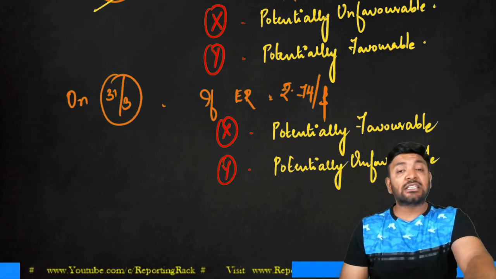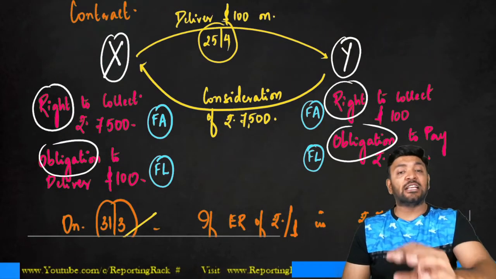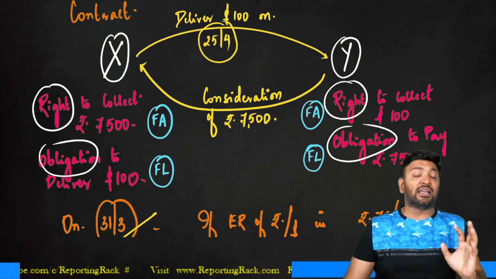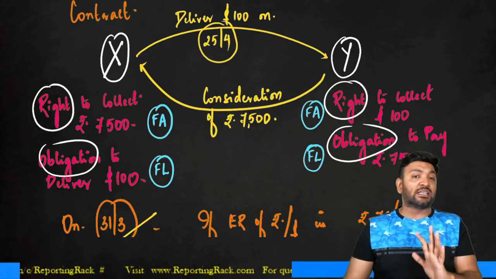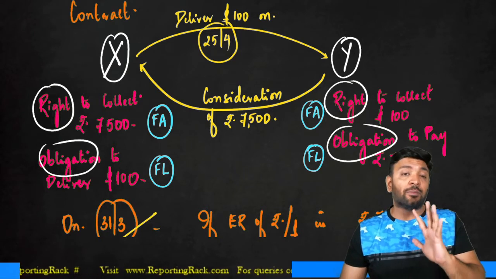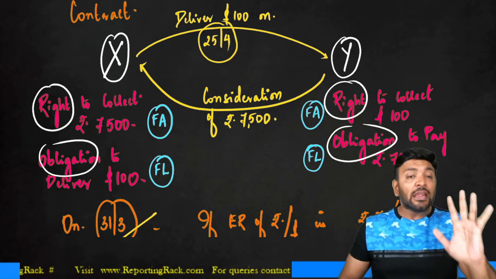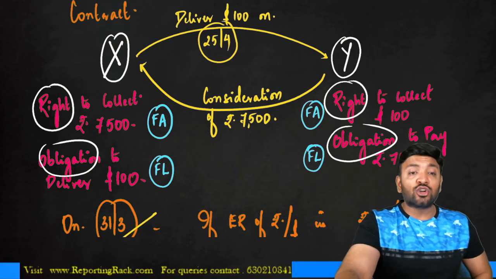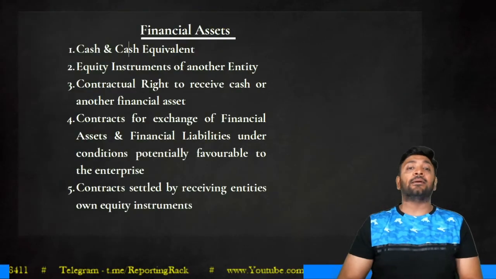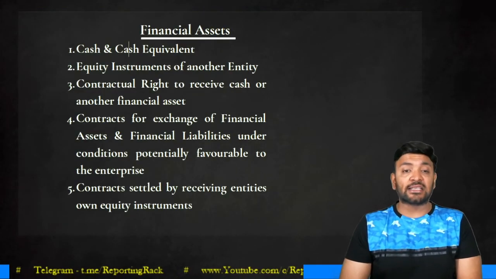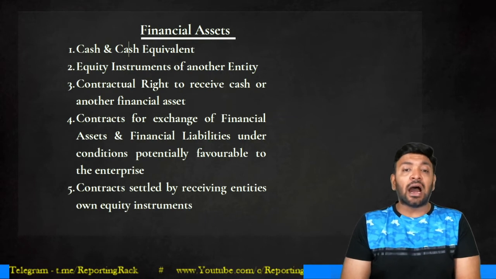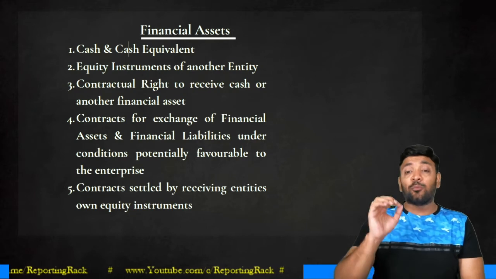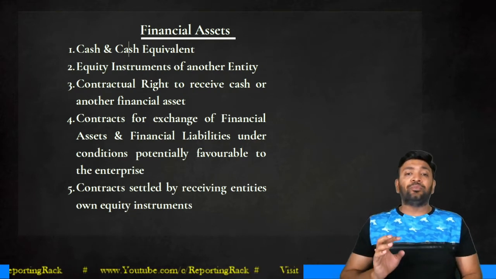So whenever there is a contract for exchange of financial assets and financial liabilities between two entities, you will have to assess whether it is potentially favorable or potentially unfavorable. If it is potentially favorable, like we have seen in the situation, then it should be considered a financial asset. Contracts for exchange of financial assets and financial liabilities under a contract which are potentially favorable to the enterprise. So the word potentially favorable is appearing there.